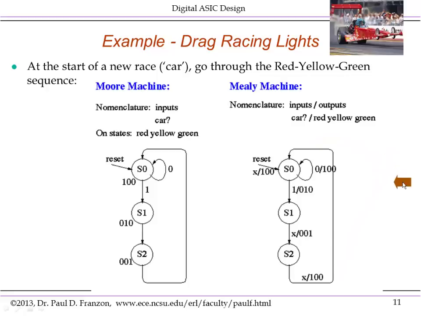Of course, the Mealy machine will have different timing than the Moore machine. How is that timing different? Well, in the Mealy machine, the outputs will change one clock cycle earlier in response to car than in the Moore machine.